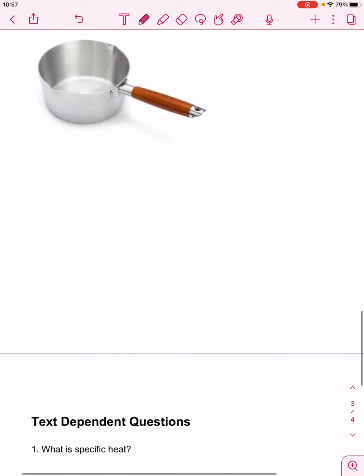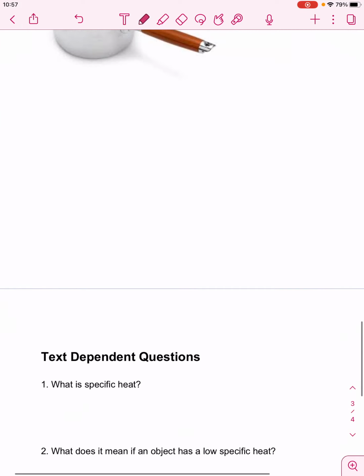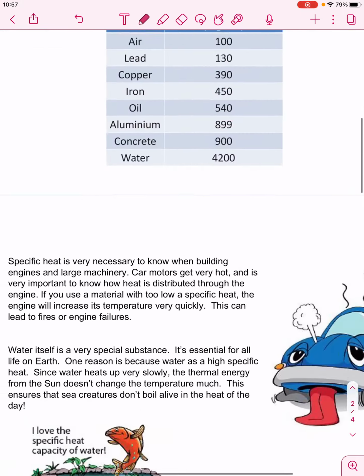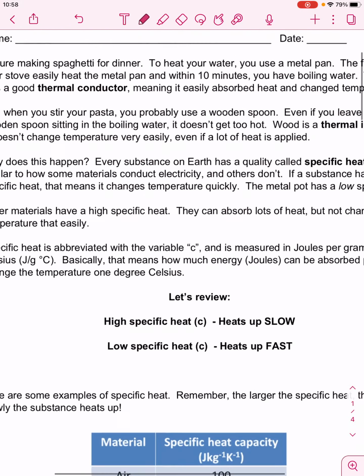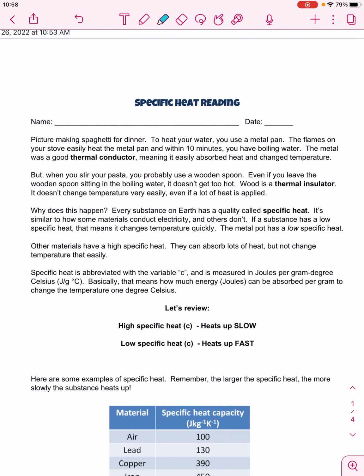So as far as the questions go here, we have: what is specific heat? For that one, you should have had something probably, I'll go ahead and highlight what you should have here. How much energy or joules can be absorbed per gram to change the temperature 1 degree Celsius? So that should be what you would have had in that.